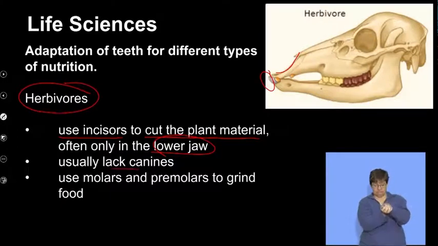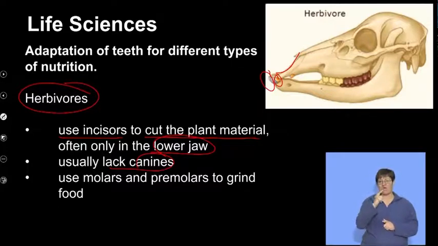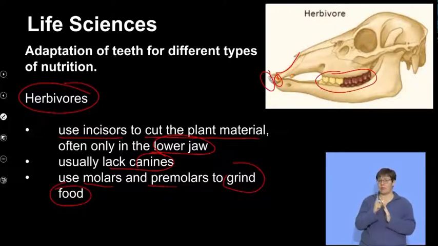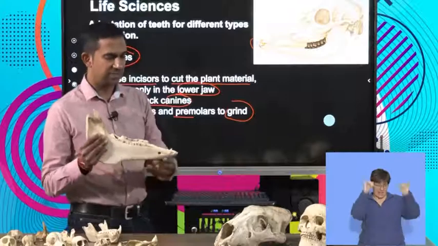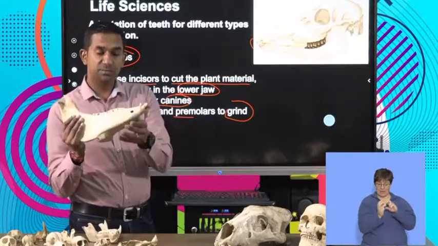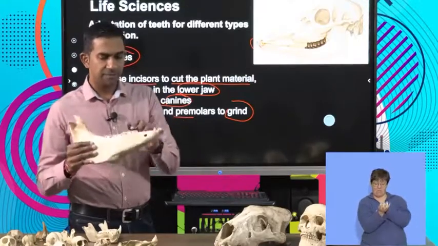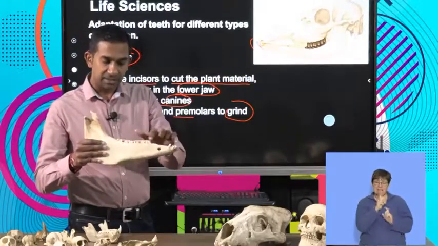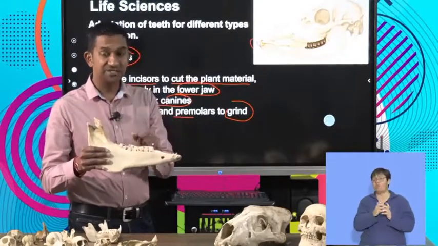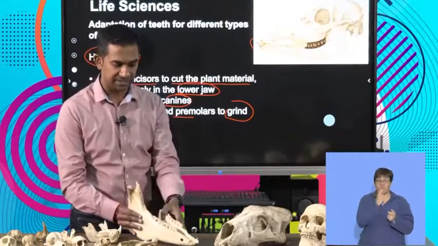They usually lack canines, and if they are present, they're significantly small or deeply embedded into the root. They use their molars and premolars to grind their food extensively. So you can see well-developed molars and premolars. Let's look at this lower jaw of a cow. You can clearly see significantly reduced canines. The incisors in this model have actually fallen off, but you can see the well-developed molars and premolars, which are shaped in a way to allow for extensive grinding of their plant diet.